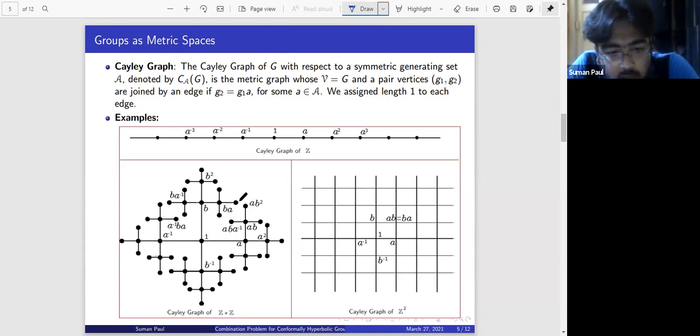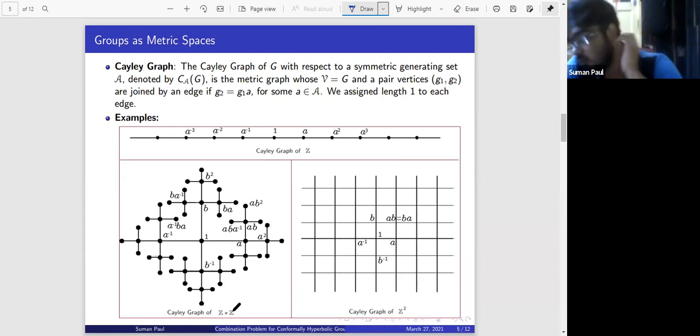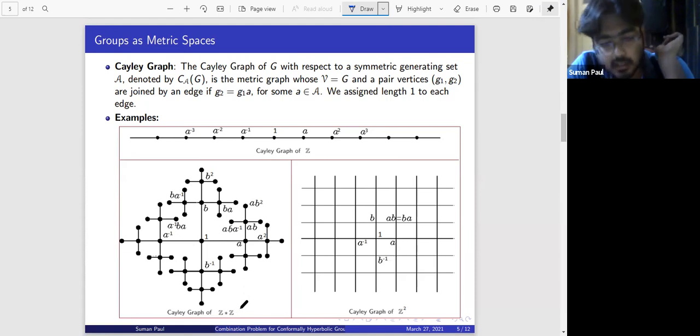So it has no cycles here, and one can easily see that if I have a cycle in the Cayley graph, that will correspond to a relation in the group. Okay, and since the free group of two generators has no relation in it, that's why the Cayley graph has to be a tree.